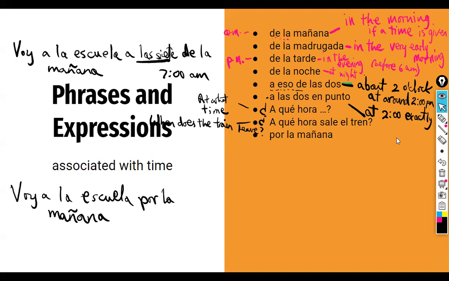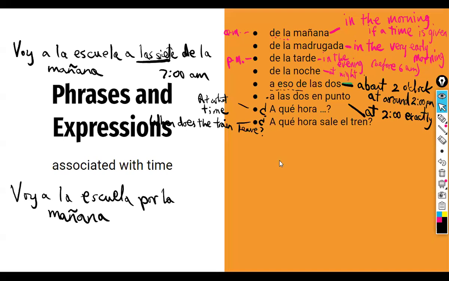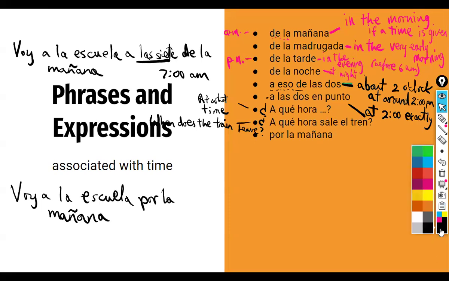Right. Now we're getting to por la mañana. So let me just give you a minute to catch up here, and then we'll continue with the rest. Right. So other ways of saying in the morning, por la mañana. And this is for when we just mean like on mornings. We don't have an exact time in mind.